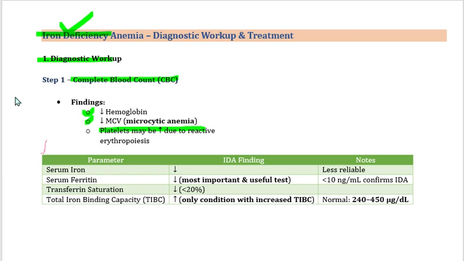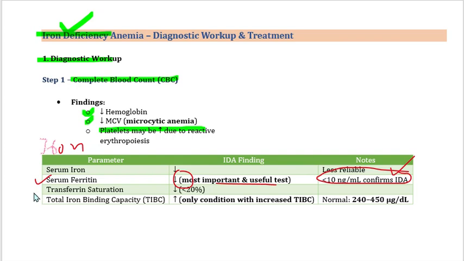In iron profile, it includes serum iron, but serum iron is a less reliable marker. So the most important is serum ferritin. It will be decreased in case of iron deficiency anemia. It will be less than 10 nanogram per ml, but it is not 100% sure that it will be less than 10. It can be at the lower borderline or normal limit.